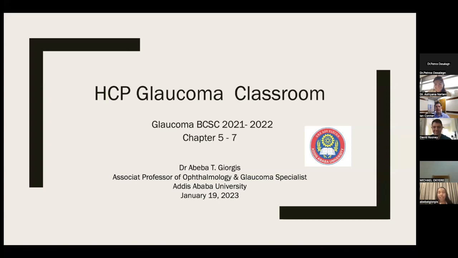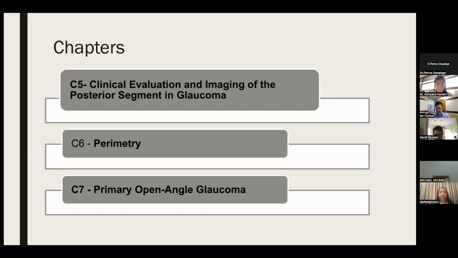So, as it was mentioned, I'm going to address the 3 chapters in this given short period of time, and I will focus on the main areas, and I hope this will be a stimulant for further reading for all of us. So the chapters that I'm going to address are 5, 6, and 7. Chapter 5 is dealing with clinical evaluation and imaging of the posterior segment in glaucoma. Chapter 6 is on perimetry, and chapter 7 is on primary open-angle glaucomas.